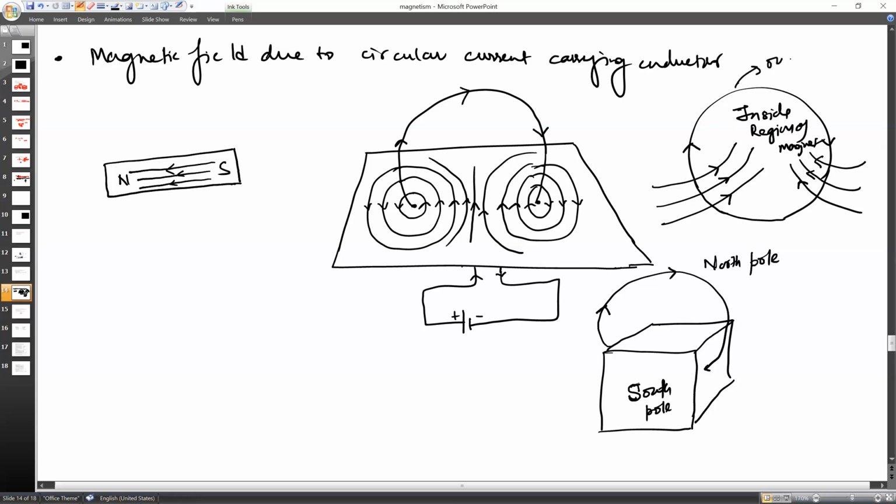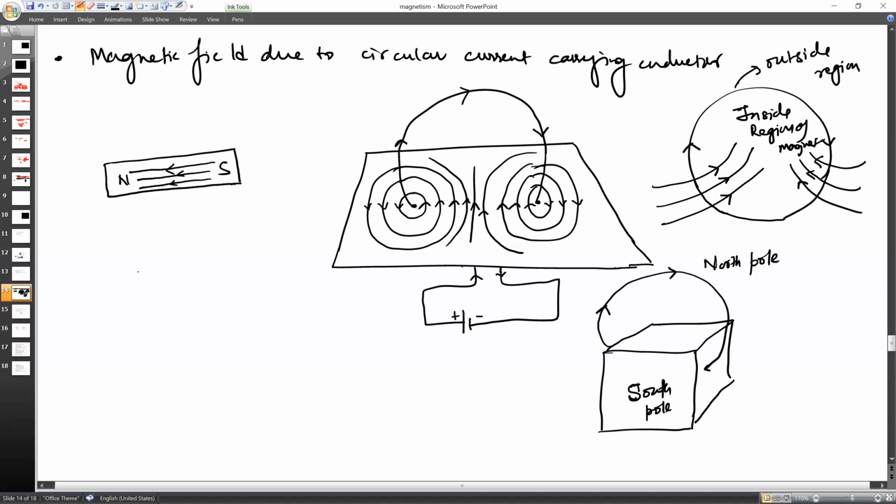And this is the outside region of the magnet. So we can see here that this is moving from south to north. Okay. Got it? Yes, sir. So we can consider it like this: if the field lines are moving away from you, this is the south pole. And if they are coming towards you, then it is the north pole. Got it? These are simple things.